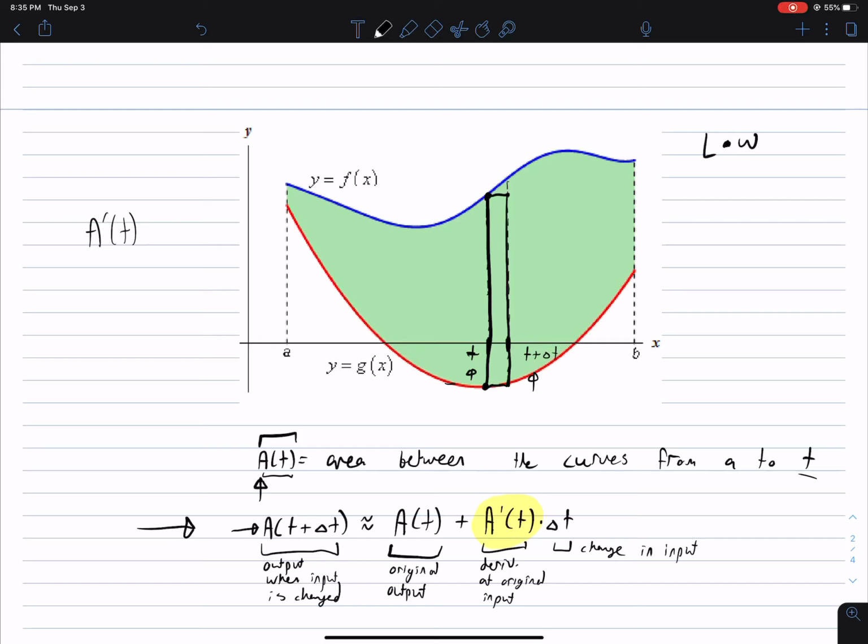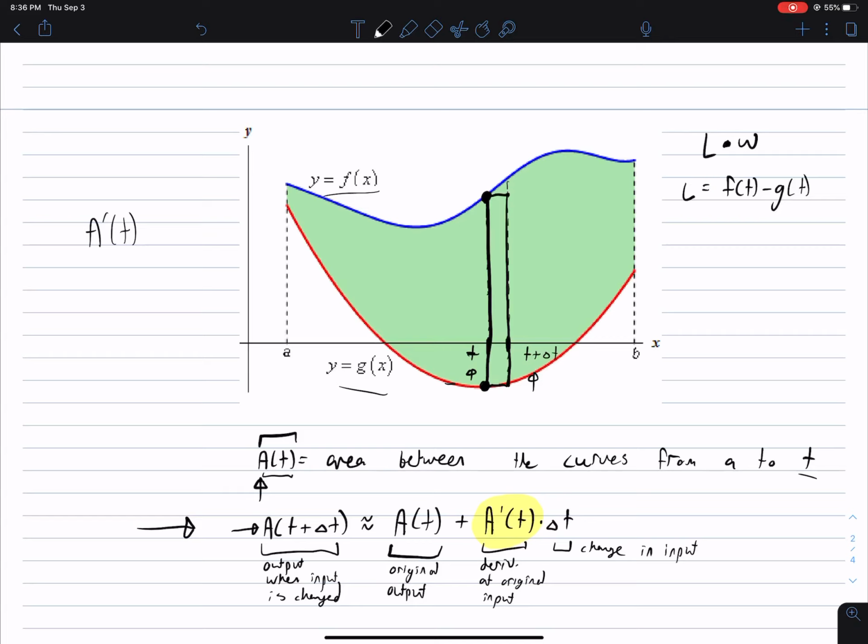Based on the graph and what we have labeled, we can find length times width in terms of our functions and our x-coordinates. So your length is going to be your top y value minus your bottom y value. In this case, L is equal to f of t minus g of t. So that gives you the length.